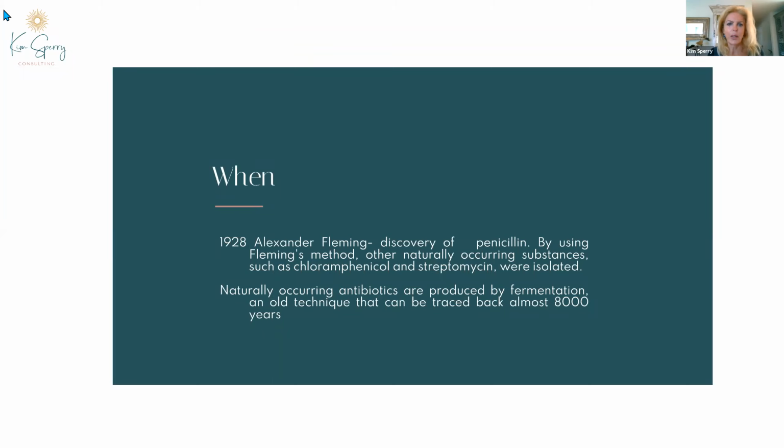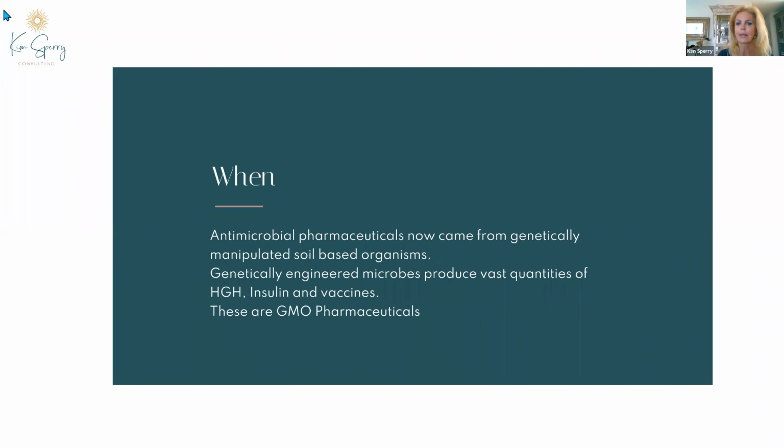So this was in 1928 with Alexander Fleming, who discovered penicillin. And how penicillin was discovered was through fermentation and in mold. And for about 8,000 years, naturally occurring antibiotics were produced by fermentation. Nowadays, they're not. And this blew me away once I realized this, because I kept reading it. Antimicrobial pharmaceuticals now come from genetically manipulated soil-based organisms.